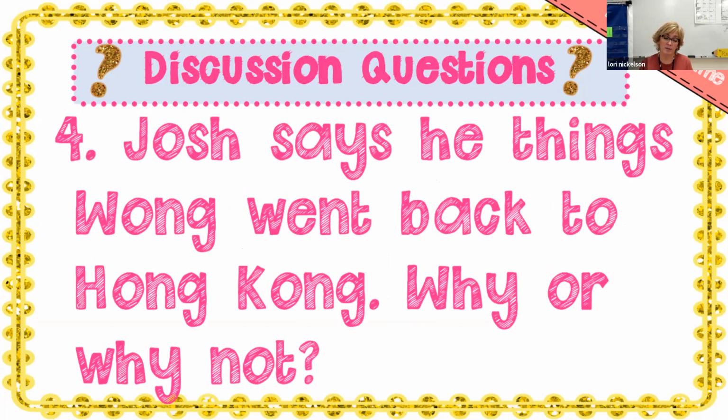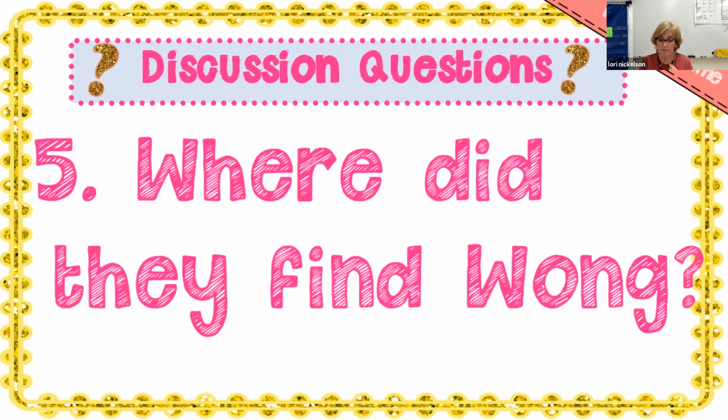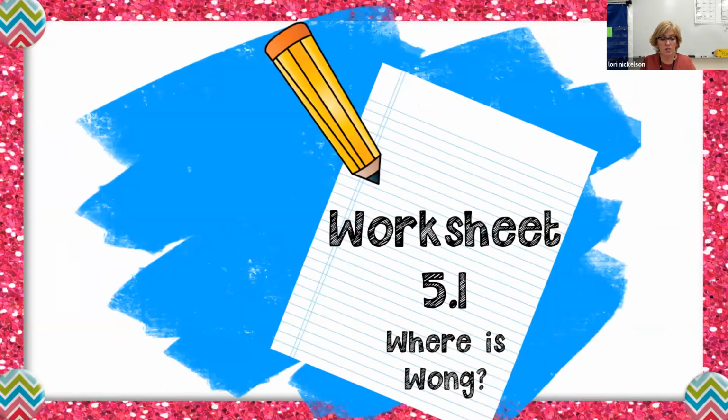Why would Josh say that Wong went back to Hong Kong? Maybe because he missed it? Possibly. Where did they find him? In a vase. All right, so let's look at our worksheet 5.1.